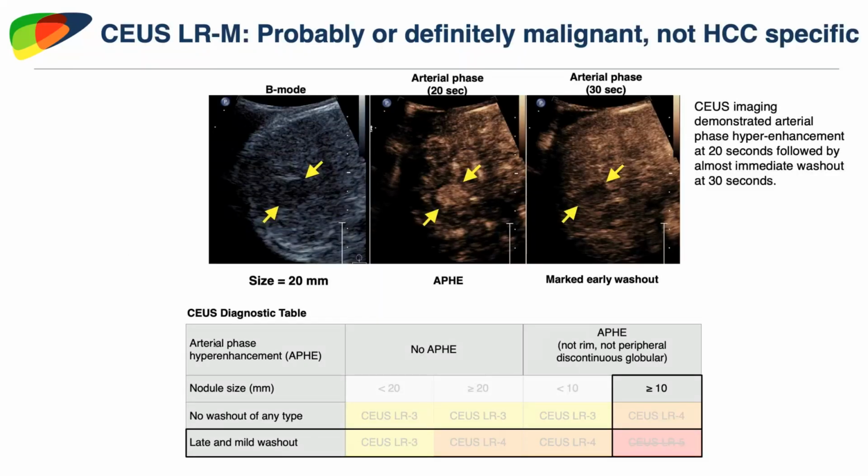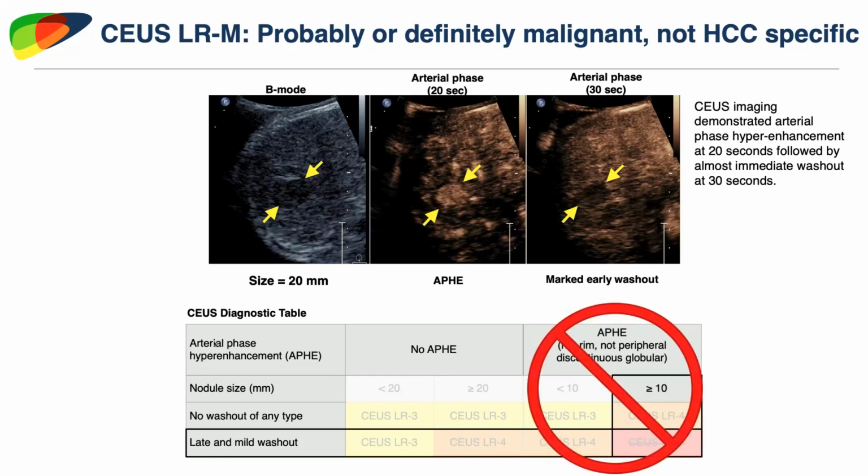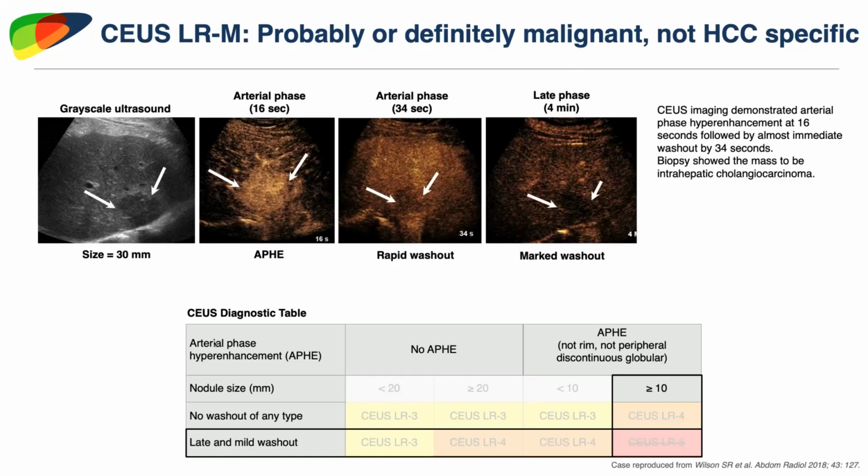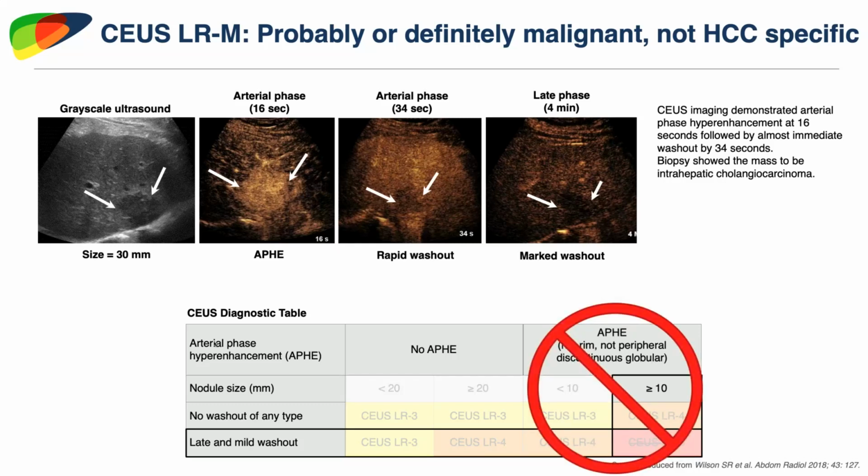Here's an observation on B-mode image that showed arterial phase hyperenhancement, but early and marked washout. At 30 seconds, it's already washed out. So we shouldn't even go down to the diagnostic table. Instead, with the marked washout, this is an LRM observation. Similarly, this patient showed early washout at 34 seconds, marked washout at 4 minutes. But again, the early washout means we don't go to the diagnostic table, we characterize it as LRM.